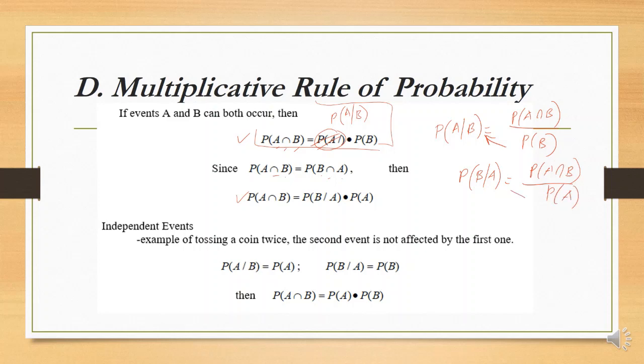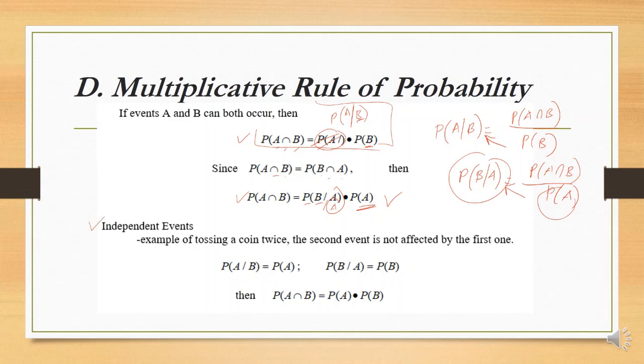Okay? So, the only thing that we have for multiplicative rule is to cross-multiply this one and this one. Kaya nagkakaroon tayo ng mga ganyang formula. So, you notice, when we multiply A given B, multiply mo siya ng probability of B. Dito naman, kung probability of B given A, okay, multiply mo siya ng probability of A. Ganun lang yun, ano?